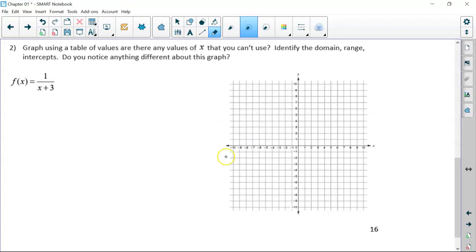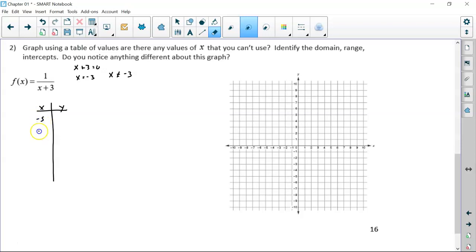Problem number 2, f of x equals 1 over x plus 3. Same thing. We can set the denominator, x plus 3 equals 0. So x equals negative 3. That's the value we cannot use. X cannot equal negative 3 because it will cause division by 0. We're going to type this into our calculators to make things a little bit easier, and then we're going to look at our table of values.